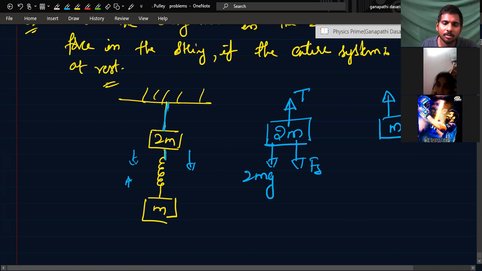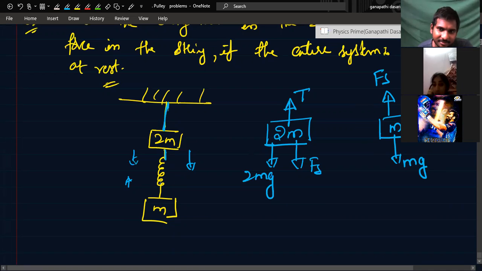Next, on the M block, what is the free body diagram? There will not be tension here. There is no string here, so only the spring is there. Fs upwards, mg downwards. Where is tension here? There is no string here. I got it. Mg downwards. So now the block is at rest.